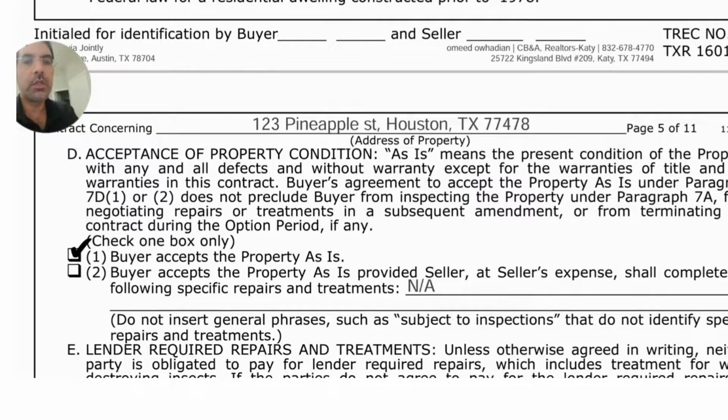Property condition. The buyer accepts the property as is. If you walk through the property and said, hey, the roof is kind of old, we want a new roof, then you would check off number 2. Buyer accepts the property as is, and then put your requirements here, that the seller will put in a new roof prior to closing, or some wording like that.